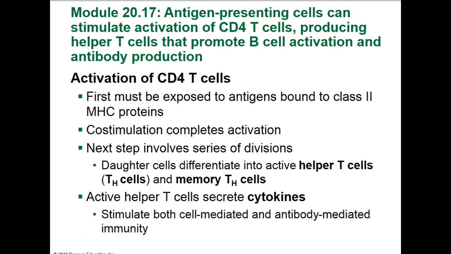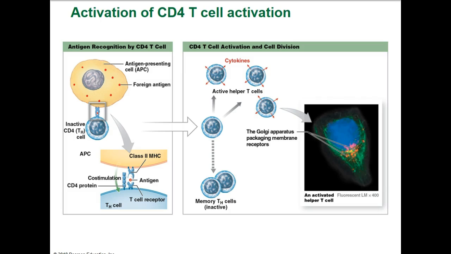So these are basically the T helper cells. They first must be exposed to the antigens bound to the class II MHC proteins. So again, class II MHC proteins are found on the macrophages. Co-stimulation completes the activation. The next step, a lot of divisions. The daughter cells differentiate into active helper T cells and memory helper T cells. And the active helper T cells secrete cytokines, which further stimulate cell-mediated and antibody-mediated immunity.